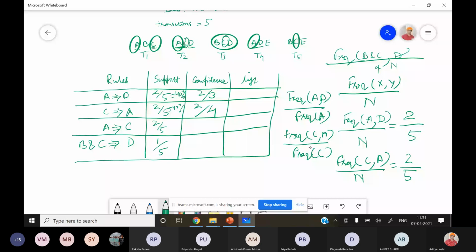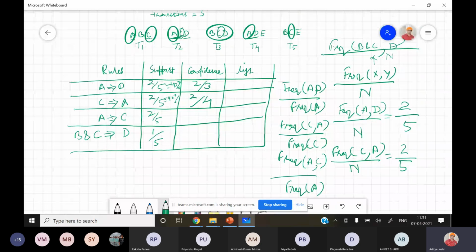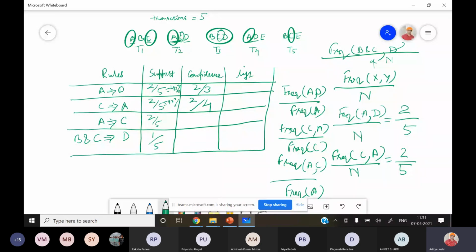What is the confidence for A implies C? Frequency of A comma C divided by frequency of A, right? So what is the frequency of AC? AC is 2, divided by the frequency of A. A appears in the first transaction, second transaction, and fourth transaction. So 2 by 3, right?